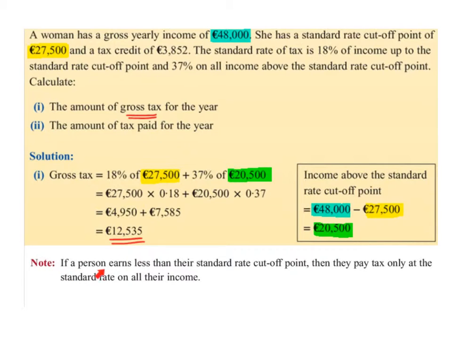Note, if a person earns less than their standard rate cutoff point, then they pay tax only at their standard rate on all of their income. So for example, this woman's standard rate cutoff point was 27,500. Let's say that her income was not 48,000, it was actually 26,000. So she does not pass the 27,500 standard rate cutoff point. Therefore, she would only pay 18% on her salary. We would not even look at this 37% because she does not earn over the 27,500.